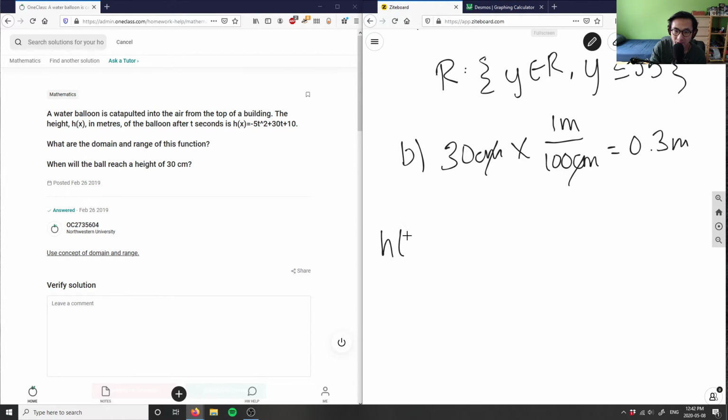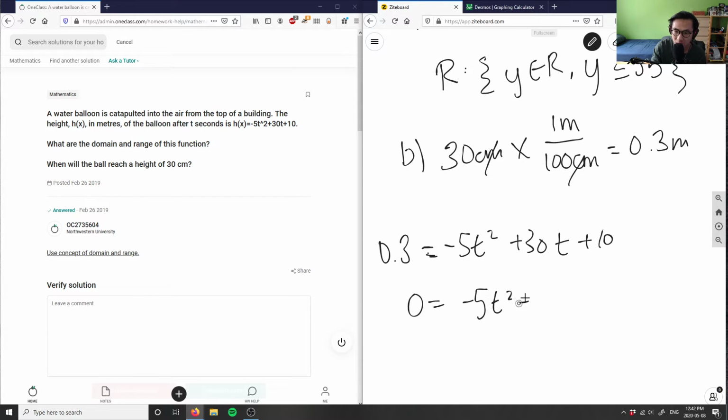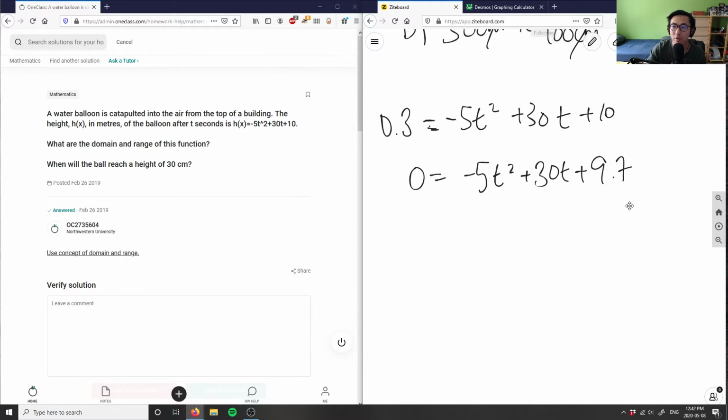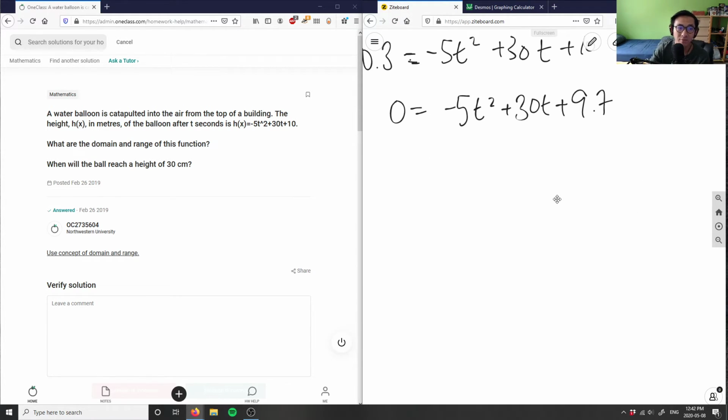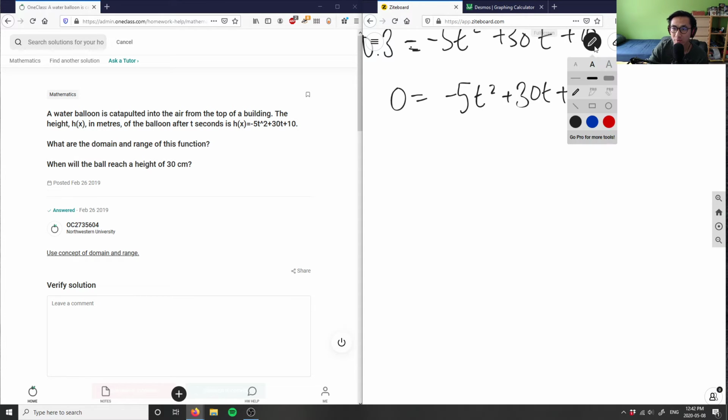So h, which is basically height, is going to be 0.3, which equals -5t squared plus 30t plus 10. Then I can simply move 0.3 to the other side, so 0 equals -5t squared plus 30t, and moving that to the other side would give me positive 9.7. What we would basically have to do here is the quadratic formula. I don't think I can factor this out.